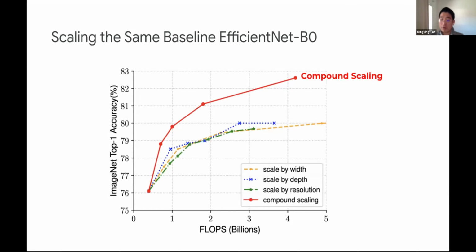As a comparison, we take the same model as a baseline model and scale it up using different ways. The bottom 3 lines are scaled up by a single dimension, either width, depth, or resolution. And the top line is scaled up by compound scaling, scaling all these dimensions. It turns out that compound scaling can achieve much better accuracy than scaling up a single dimension.